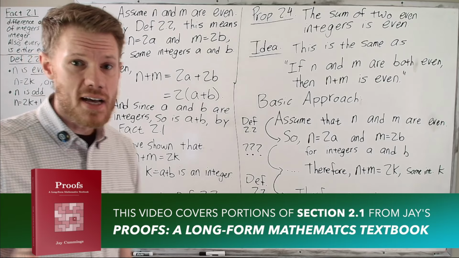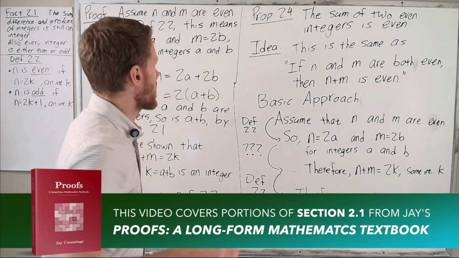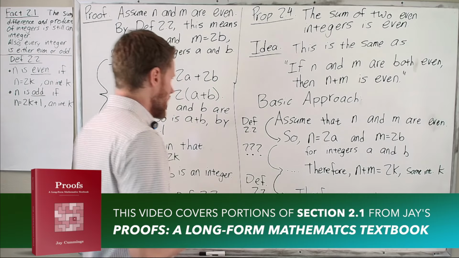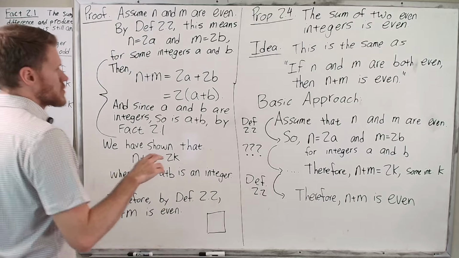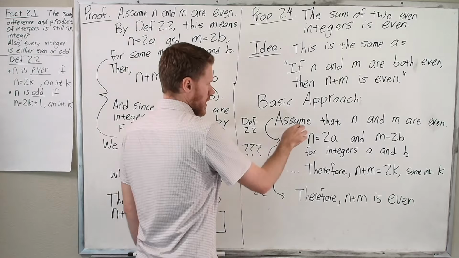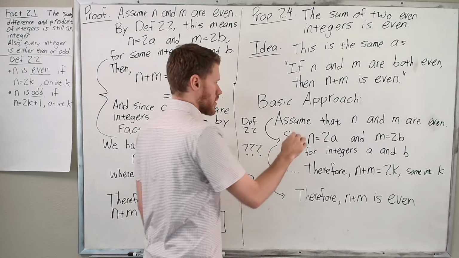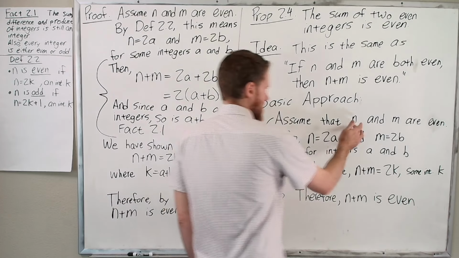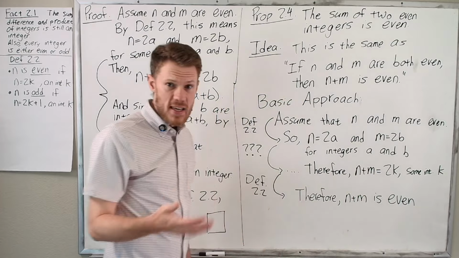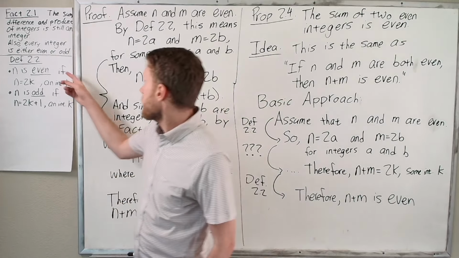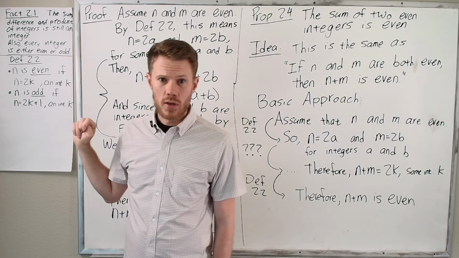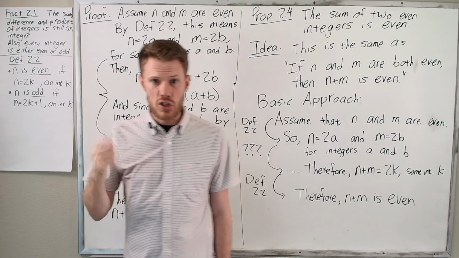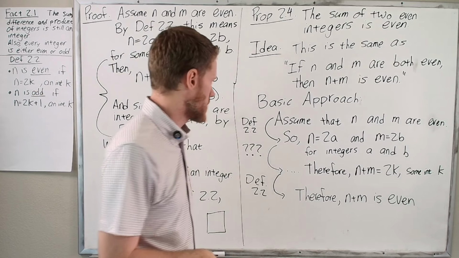Hey folks, so in the last video, we proved that the sum of two even integers is even. And the idea was to first write them using variables. So assume that you have two even integers; let's call them n and m. And if they're even, then we can apply definition 2.2, which says an integer is even if it can be written as 2 times k, where k is an integer.